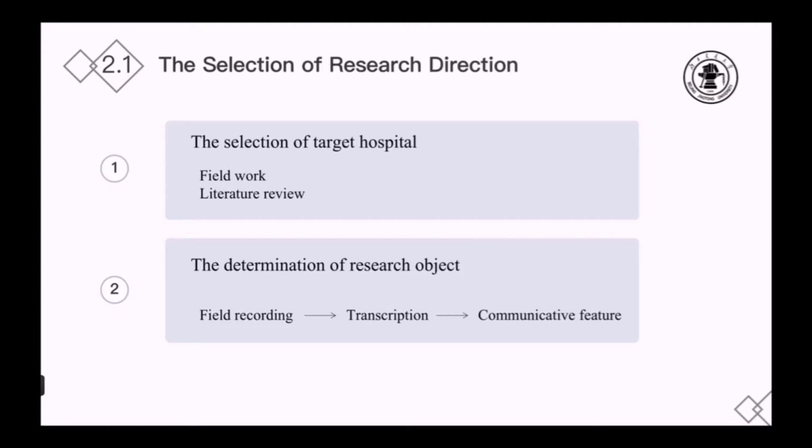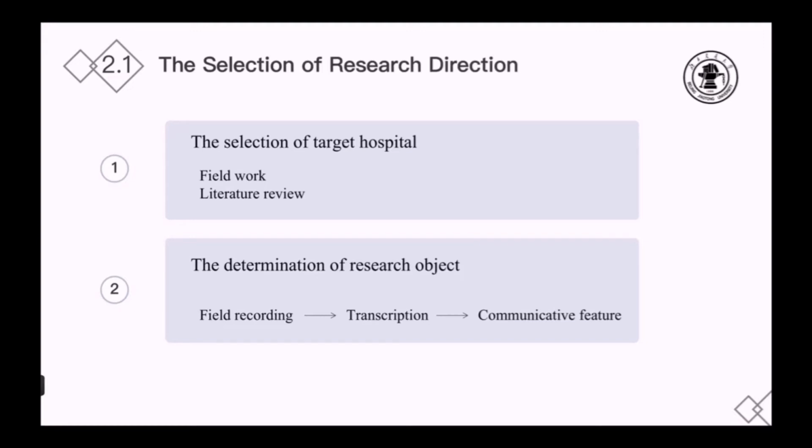observation, which includes 2 top hospitals, 2 county hospitals, and 2 village clinics, taking several factors into consideration, such as patient flow, such as the location of hospitals, etc. And I also did a lot of literature review about doctor-patient communication. Finally, I decided to choose this hospital as the source to collect my corpus.